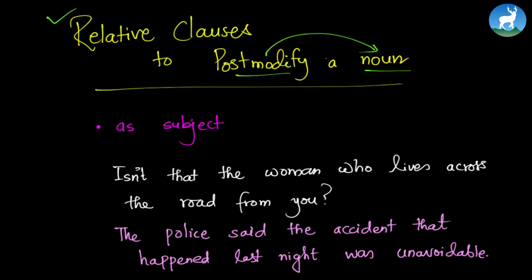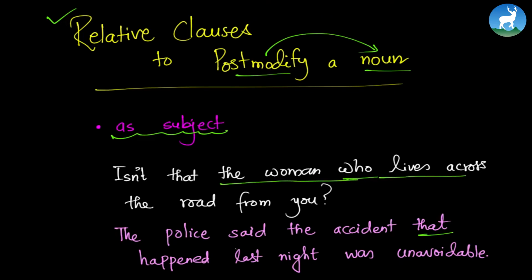First, we use relative clauses to post modify a noun to make clear which person or thing we are talking about. In these clauses we have the relative pronouns who and that, correct? Now let us see relative clauses as subject. So if you look at the two examples, the first one is, isn't that the woman who lives across the road from you?